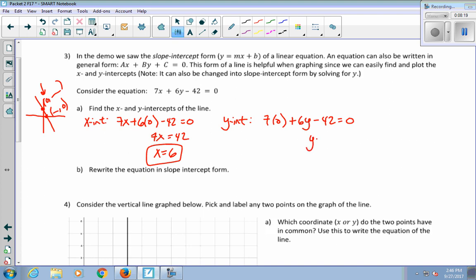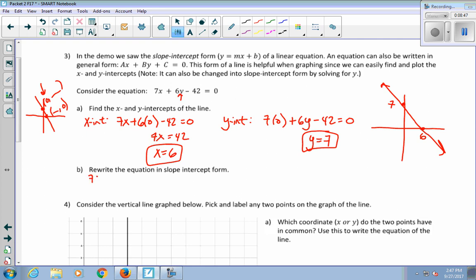So it turns out that y is 7. So to plot those, my x and y intercepts would be x is 6, y is 7, and it only takes 2 points to determine a line, so I can then connect those. And if I want to write this in slope-intercept form, I just have to solve for y. I need to get that by itself.